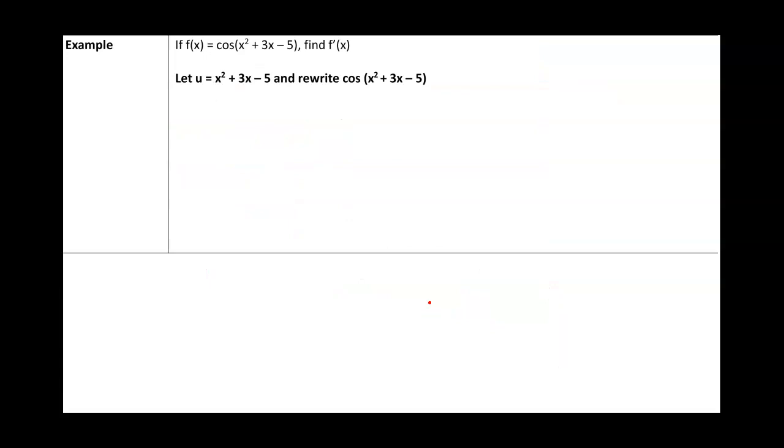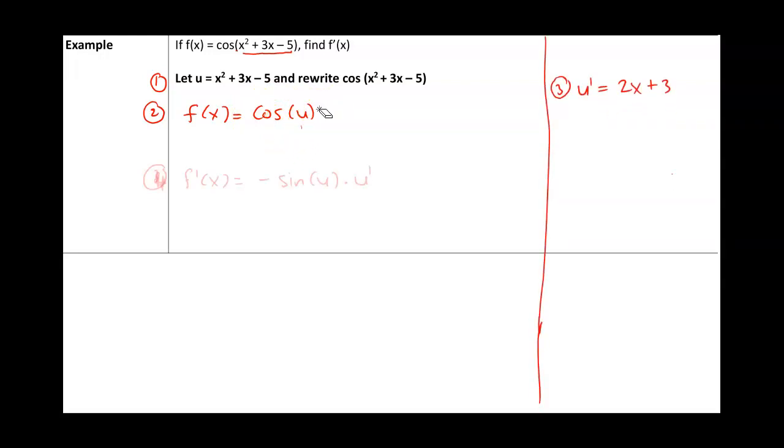Next, we have f of x equals cosine of (x squared plus 3x minus 5). So we're going to let u equal x squared plus 3x minus 5, which is always going to be this inner function. And I'm going to rewrite this as cosine of u. Now, the derivative of cosine is going to be negative sine. So I'm going to say f prime of x is equal to negative sine of u. But anytime you have u and not x, we always have a u prime as well when you do that substitution. So u is x squared plus 3x minus 5, and u prime is 2x plus 3.